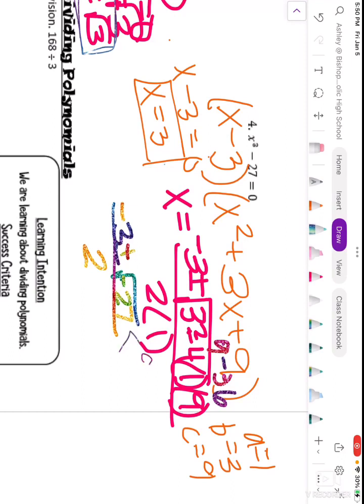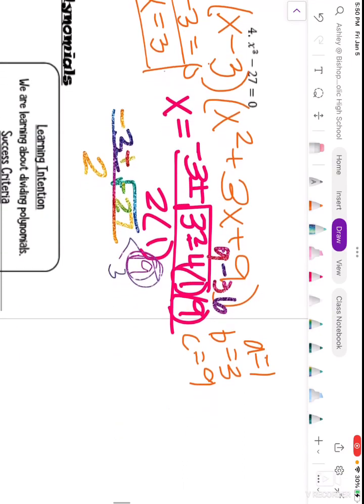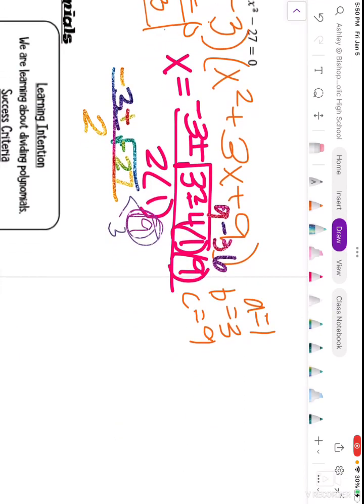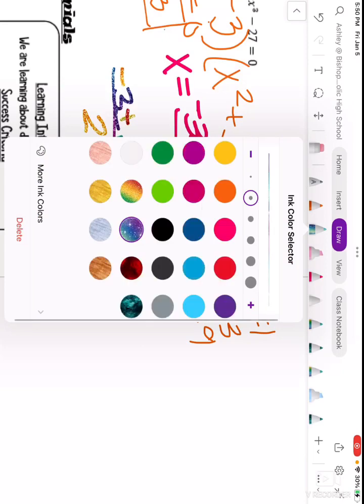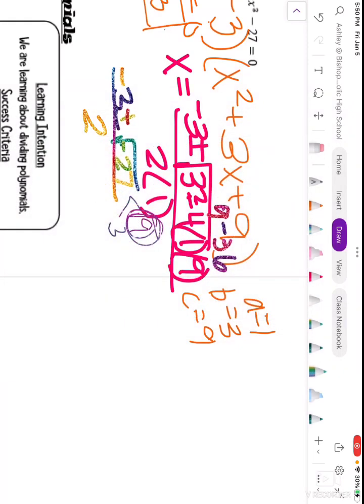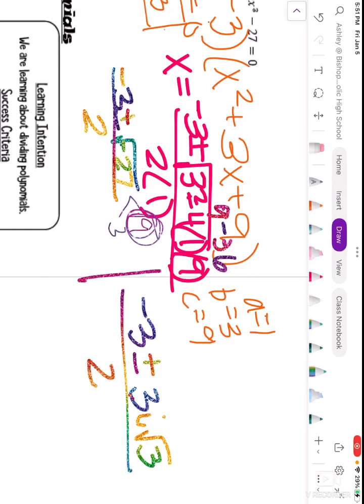27 can divide by 9 and 3, and 9 is a perfect square. Square root of 9 is 3. So this is going to become negative 3 plus or minus 3i root 3, because the square root of 9 is 3. So that 3 got to come out. Over 2. Not a very pretty answer, but it can't simplify anymore. So that is it.